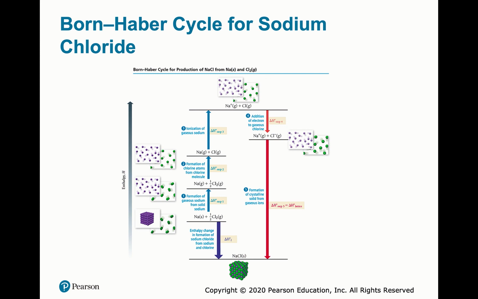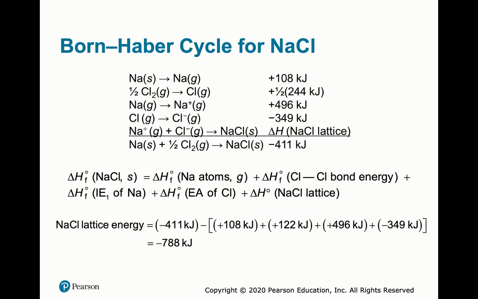But if we know all the steps and the overall reaction, with the exception of the lattice energy, we can calculate that out. And that's the idea with the Born-Haber cycle. And knowing all those, we can then calculate it out and get the sodium chloride lattice energy. In this case, it's negative, so exothermic, 788 kilojoules per mole.